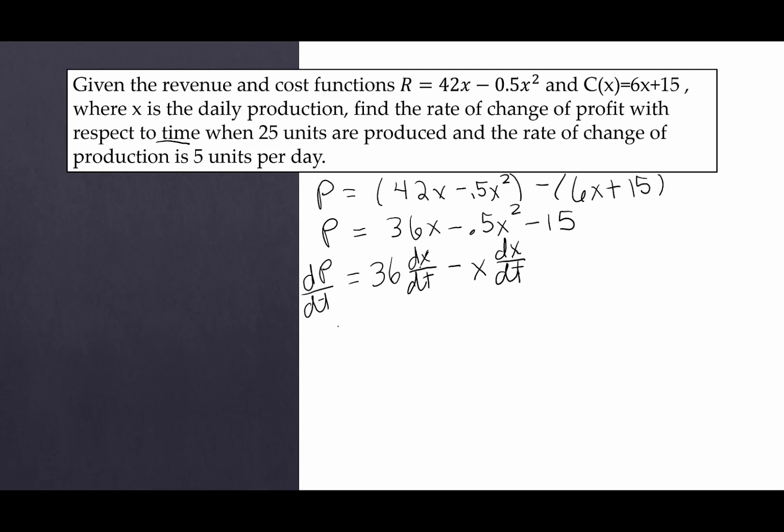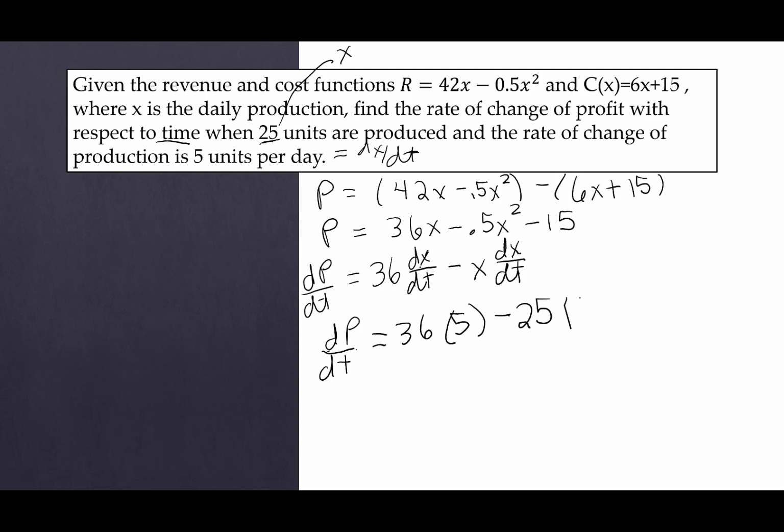It's time to plug in our values, so we want dP/dt is equal to 36 times, go back to the original problem. It says find the rate of change of profit with respect to time when 25 units are produced, that's x, and the rate of change of production is 5 units per day. This is dx/dt. So my dx/dt is going to be 5. We're going to increase the level of production by 5 units, minus it started at 25.